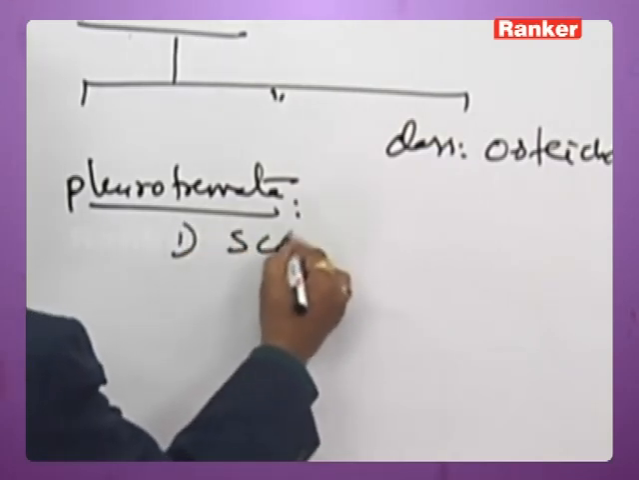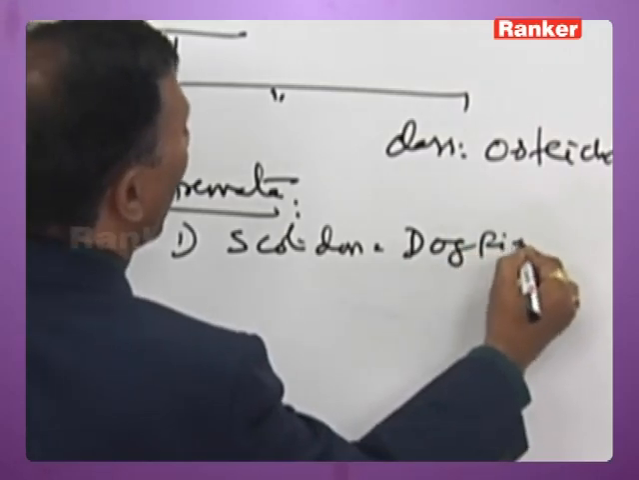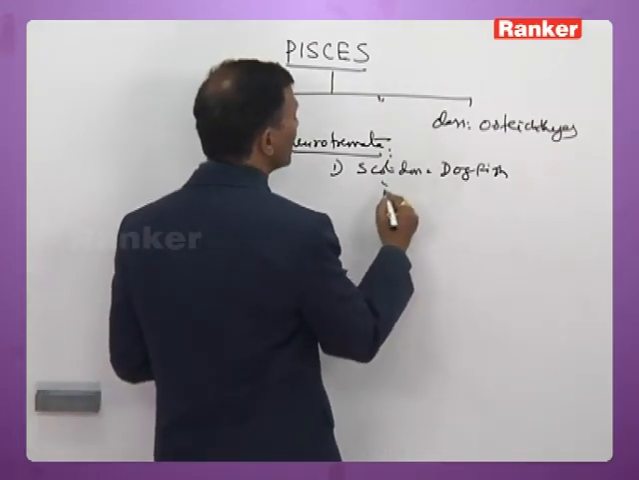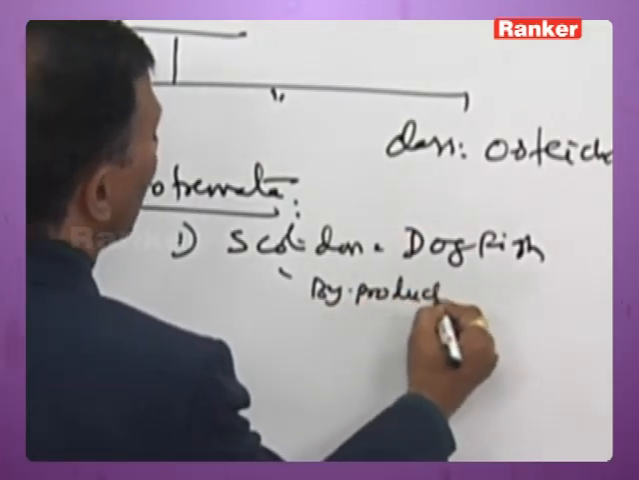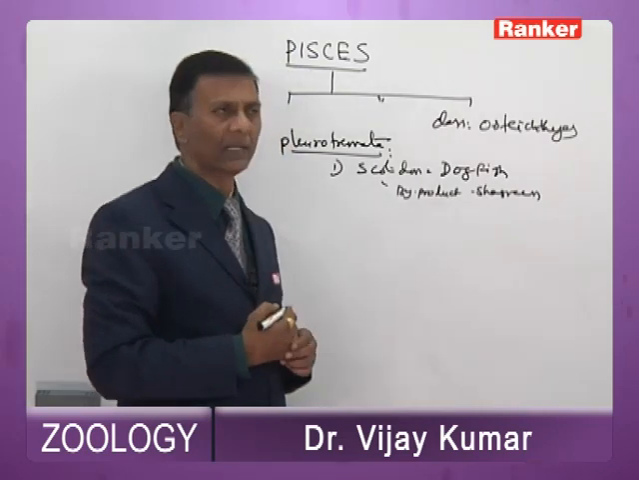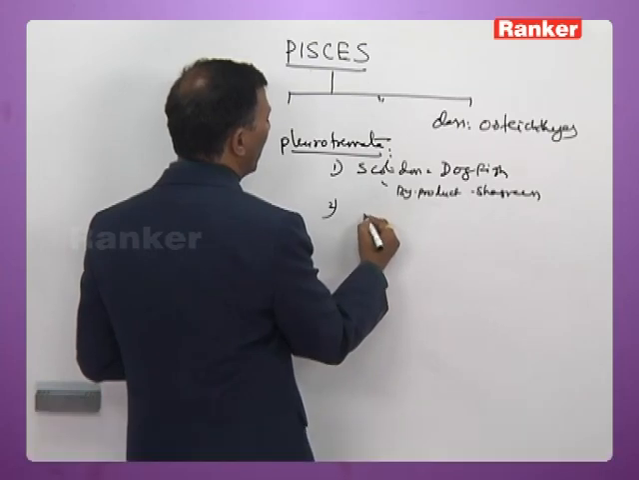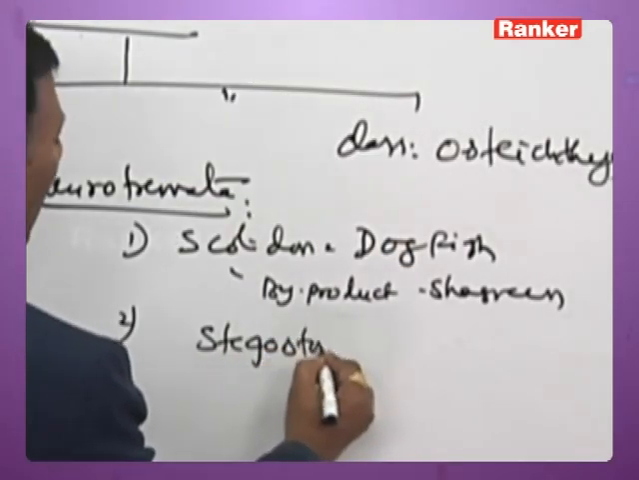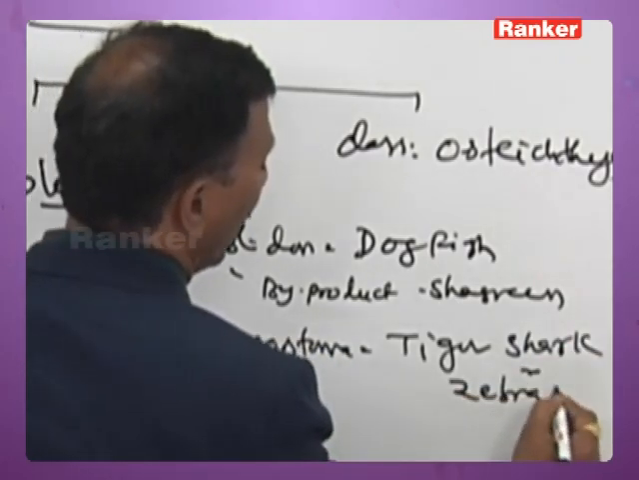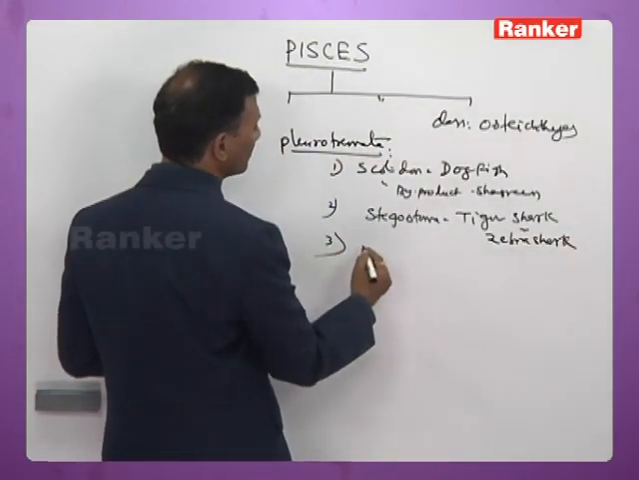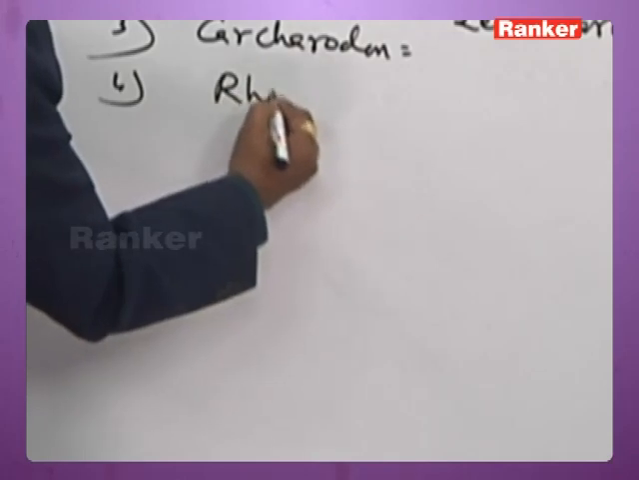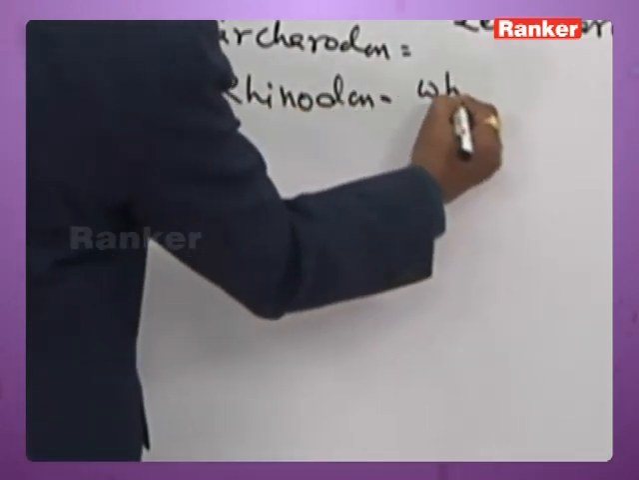Pleurotremata: Scoliodon, commonly called dogfish. Scoliodon is the most common shark. From the scales and skin of this fish, a byproduct called shagreen is extracted, which is used as an abrasive. Then you have the next one, Stegostoma, tiger shark or zebra shark. Another example, Carcharodon. The next one is Rhincodon, which is the largest fish, commonly called whale shark.